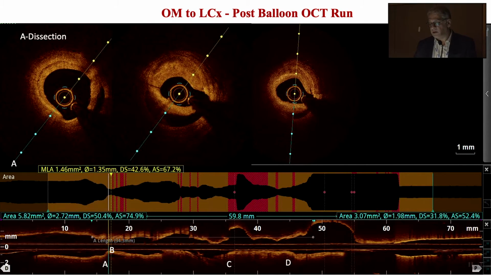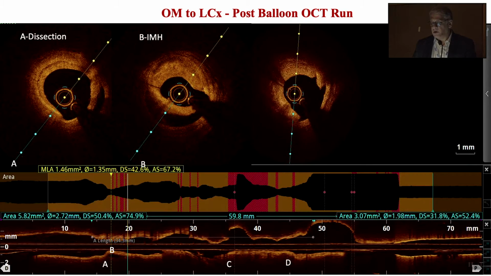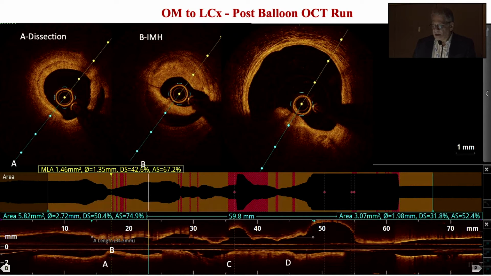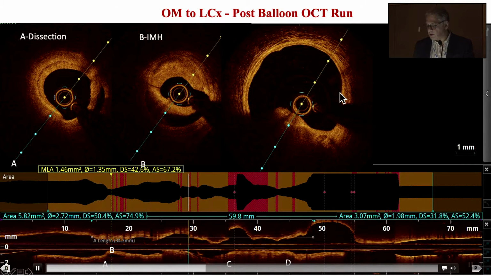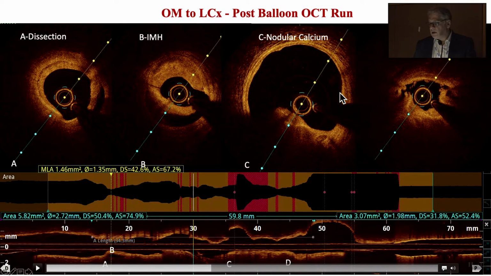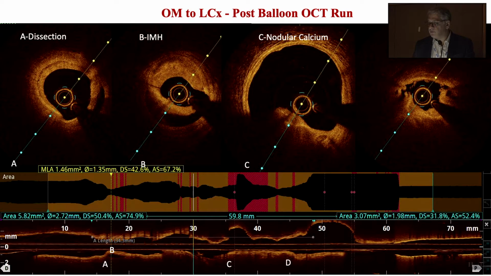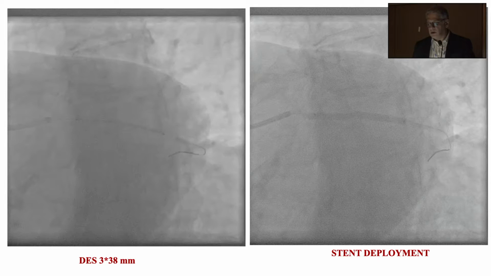Some dissection, intramural hematoma, a bit of calcium nodule, but again, as you can see, the area is quite good, and a lot of dissections induced by the ballooning. So yeah, I mean, it's all okay. So what could go wrong?